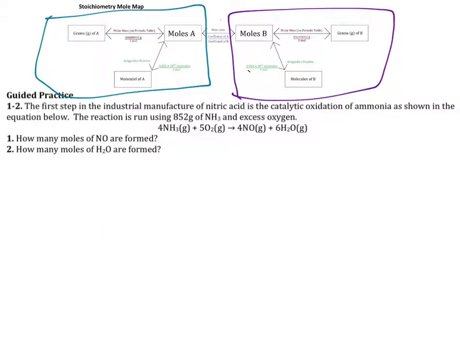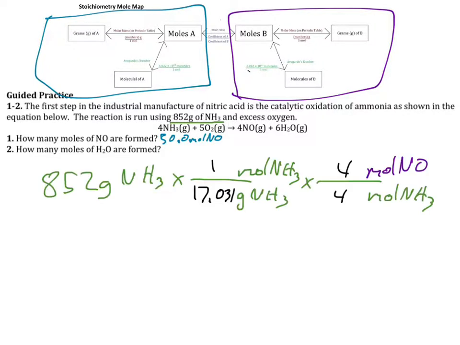All right, let's go ahead and do this next problem here. This next problem, so just a quick reminder, this was 50.0 moles of NO. So that was number 1. Number 2, it's now asking for moles of H2O. Okay, so again, we're starting with 852 grams of NH3. And just a quick reminder, this is the setup for problem 1. So I want us to keep this in mind. We're going to moles of NO.